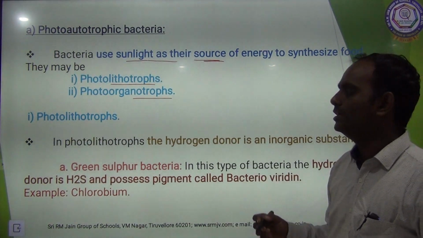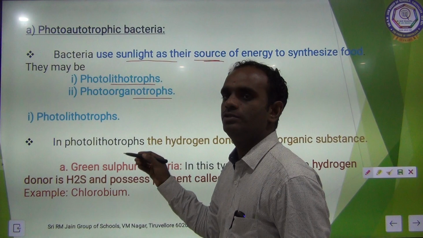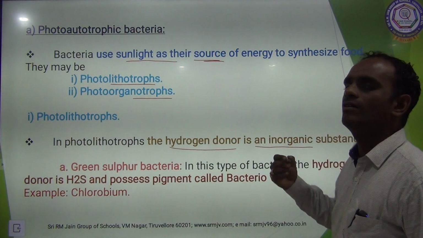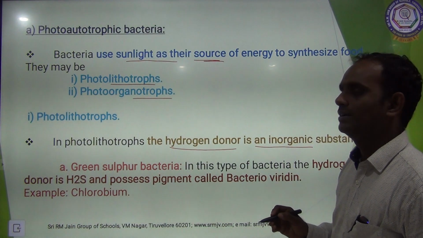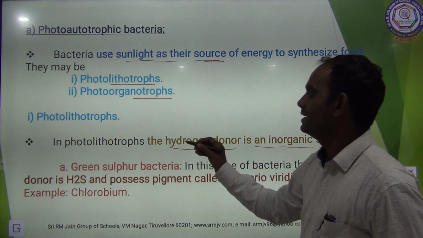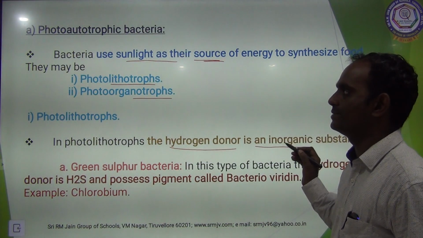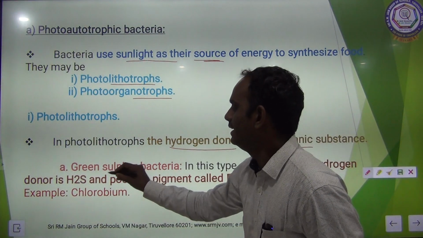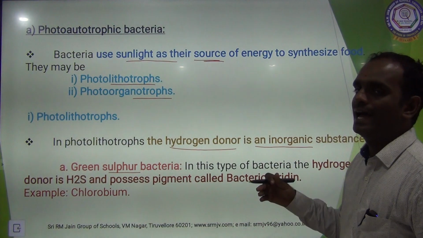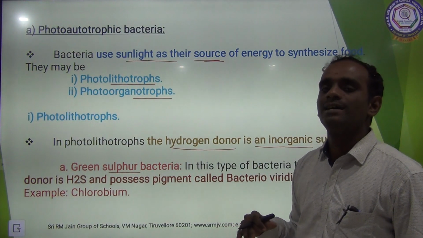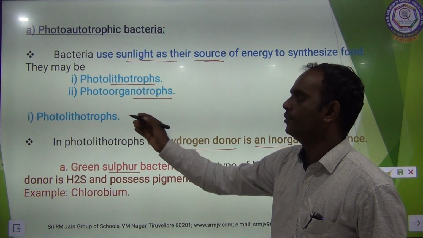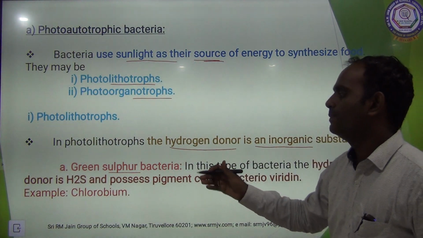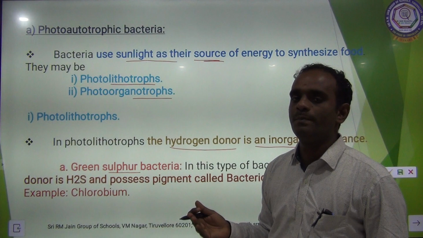So what is photolithotrophs, children? In photolithotrophs, the hydrogen donor is an inorganic substance. Clear? Examples of photolithotrophs: green sulfur bacteria and purple sulfur bacteria. Can you get my point, children?